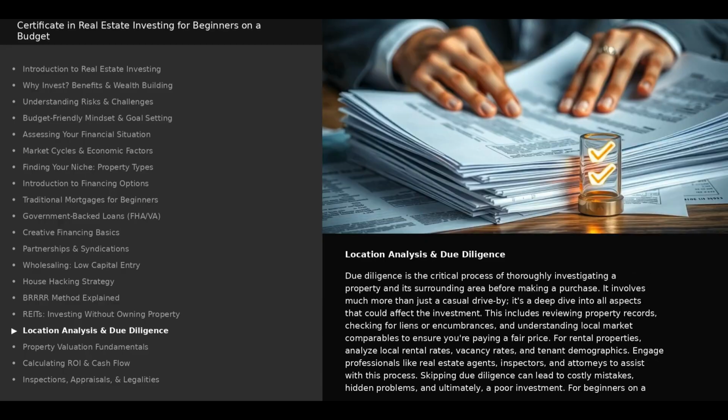Due diligence is the critical process of thoroughly investigating a property and its surrounding area before making a purchase. It involves much more than just a casual drive-by. It's a deep dive into all aspects that could affect the investment.